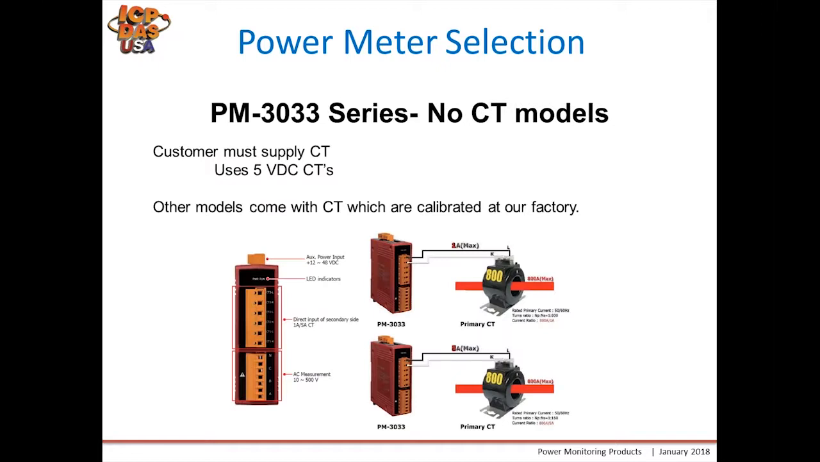For these, customers must use their own CTs. The CTs must be the 5-volt DC type. Our other models come with the CTs factory calibrated for the module, but these do not. So the benefit of the ones with the CTs is that it's for standard current and amperage, and they come factory pre-calibrated. If you want the ones where they do not come with CTs, you need to supply your own, but they're not factory calibrated as well.